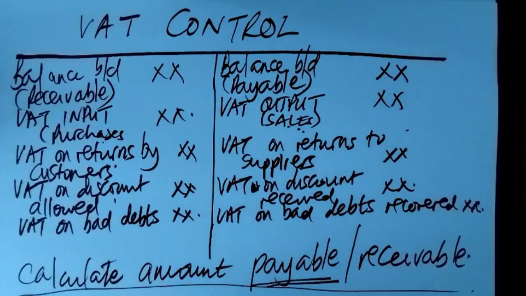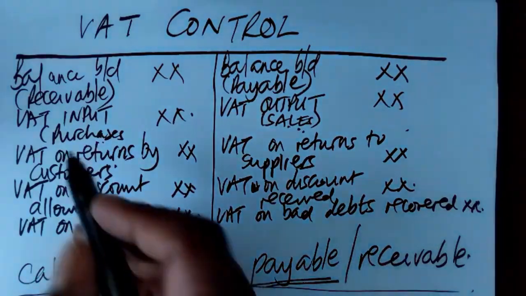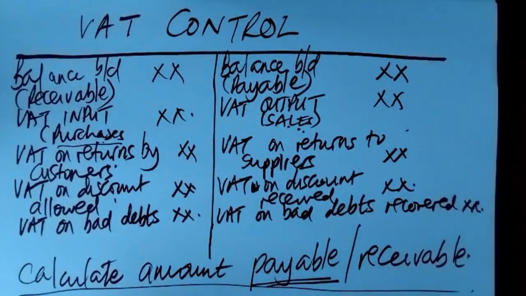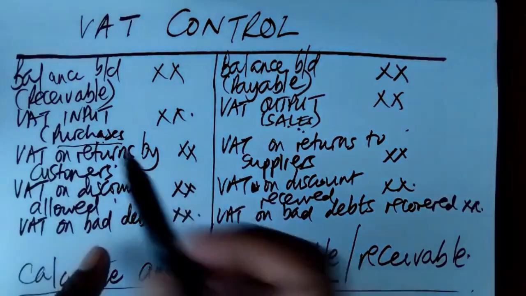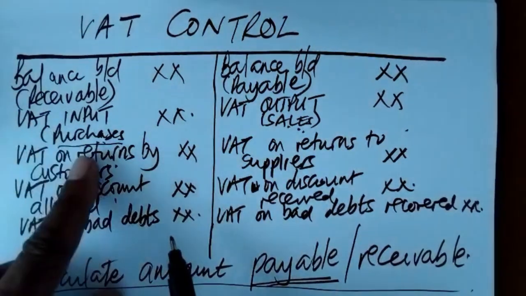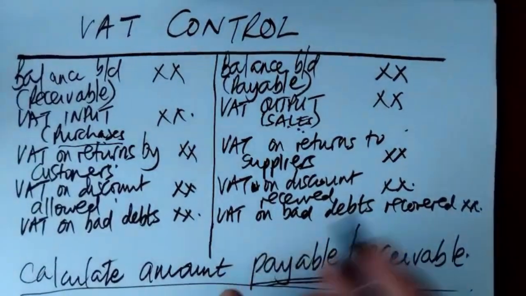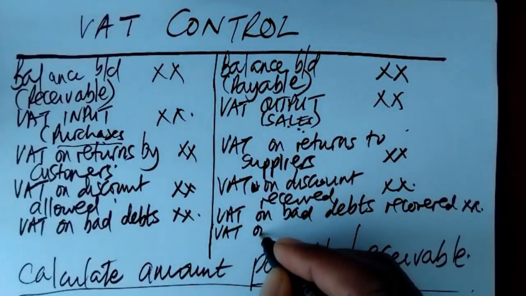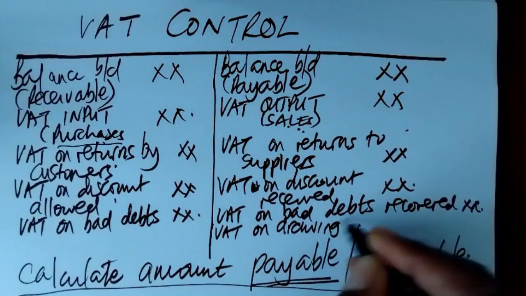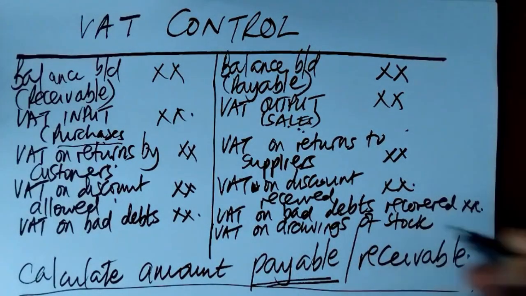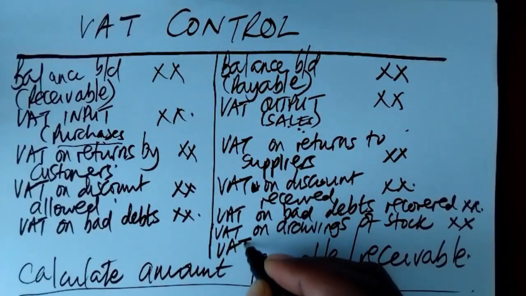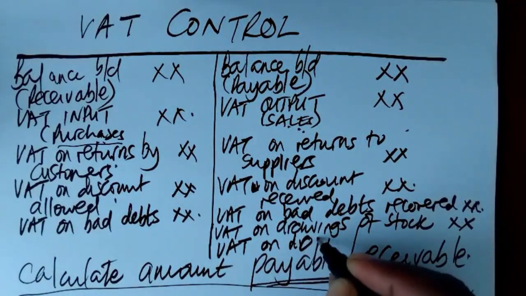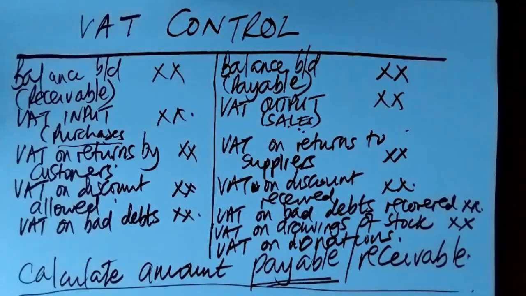Now, one more thing that I can talk about here is your donations of stock or drawings of stock. We know that when an owner withdraws stock, they withdraw the stock at cost price, which means it affects what? Your purchases. The same with donations of stock. If you donate stock, it's also donated at cost price, which also affects purchases. So obviously it reduces. So your VAT on drawings of stock will come this side, okay, and then also VAT on donations. VAT on donations will also come this side.